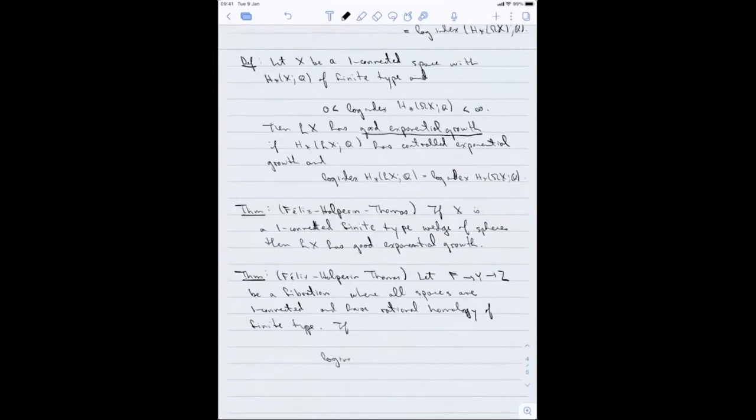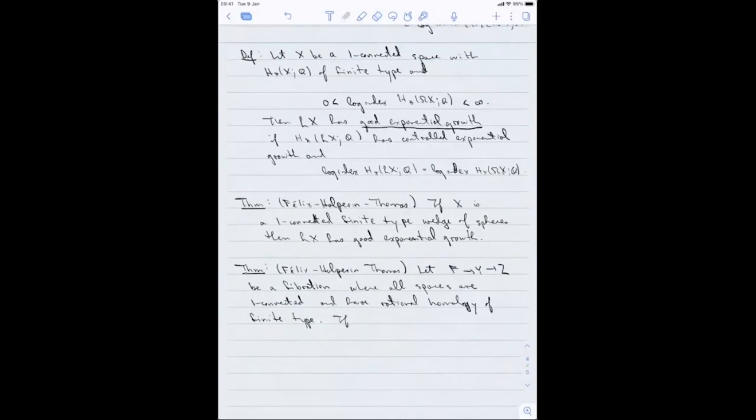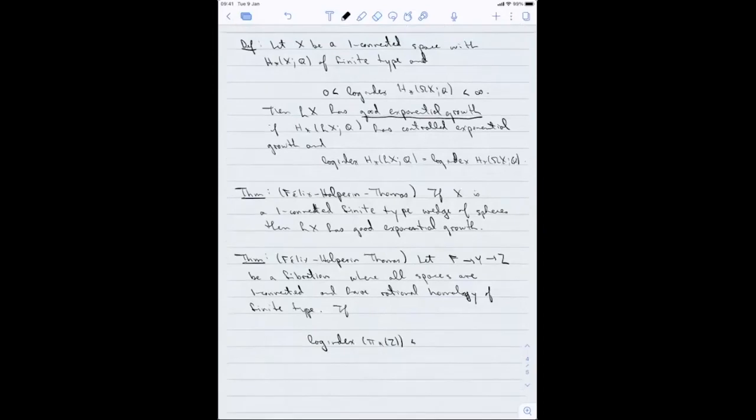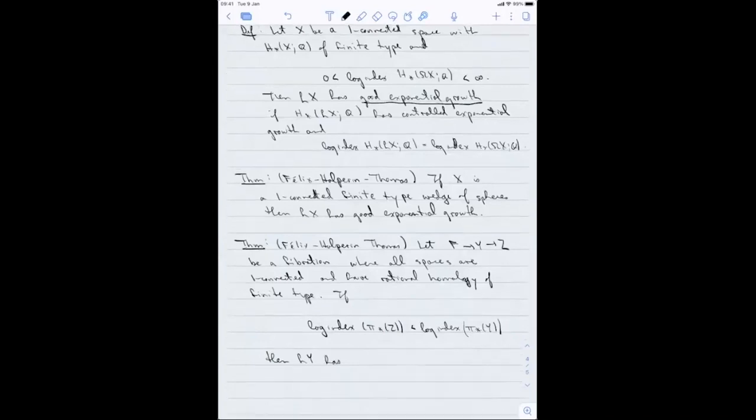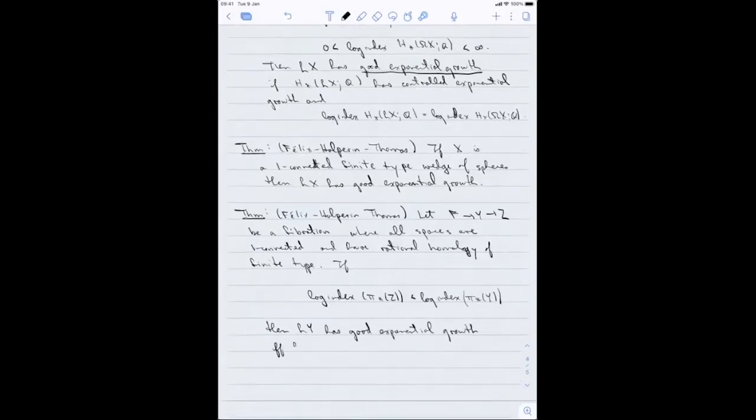If the log index of homotopy groups of Z is less than the log index of the homotopy groups of Y, then the base in that fibration, its free loop space has good exponential growth, if and only if the fiber does.